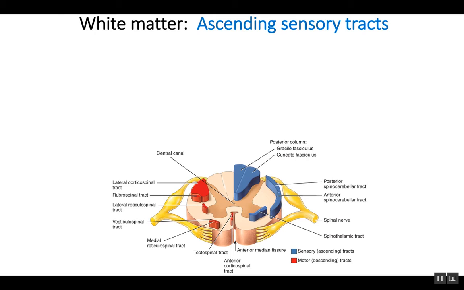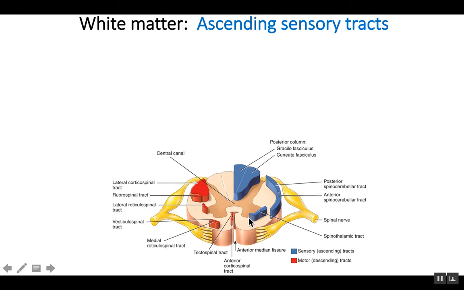And this way, all the upgoing or ascending and descending impulses are organized in a fashion that the information gets to where it needs to be going. So we're going to first look at what's called the ascending sensory tracts, shown here in blue, and then we'll look at some of the motor tracts shown in red.